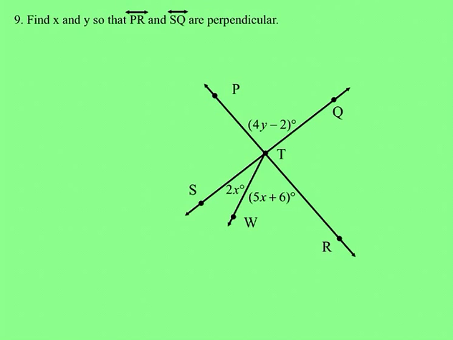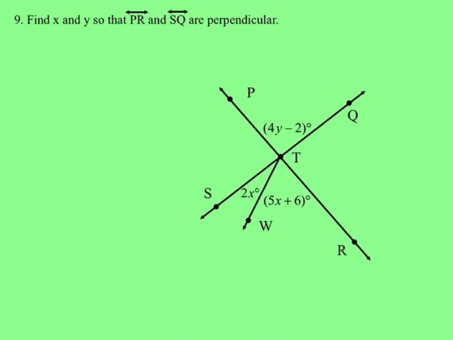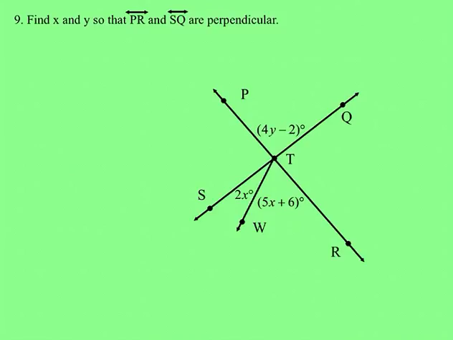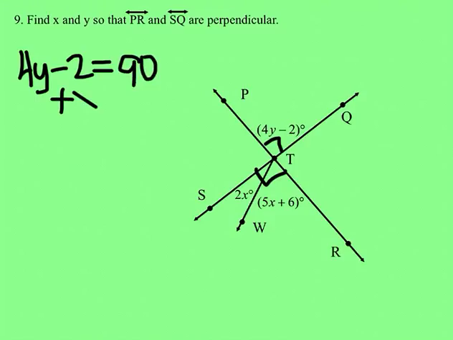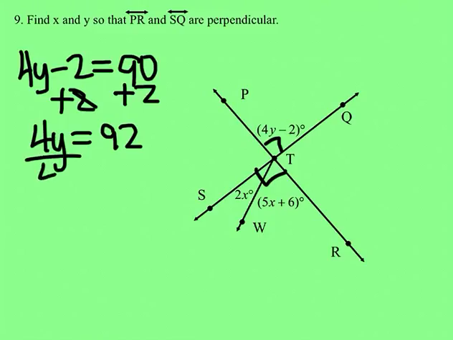Okay, and we're back. So this one's 90, and this one's 90. So I have 4y minus 2 is equal to 90. So we're going to add 2 to both sides. So then I get 4y is equal to 92. Divide both sides by 4, and I get that y is equal to 23 degrees. Okay, so that's my answer for letter y.